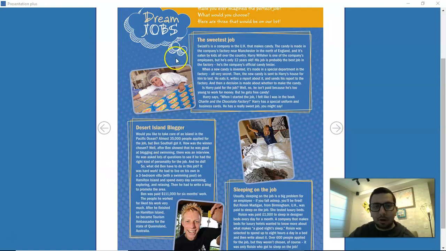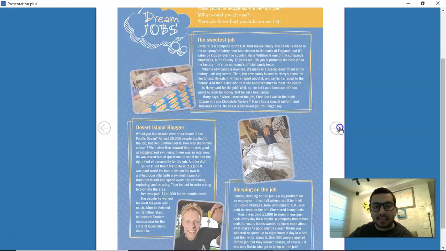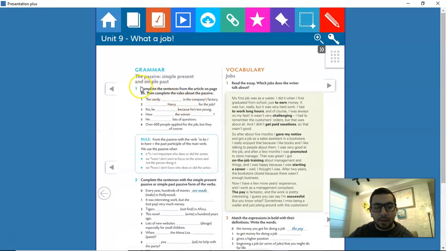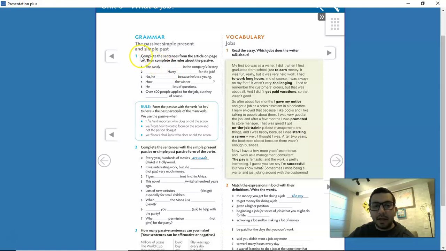We read a text about dream jobs. So, based on this text, we're going to go to page 86, and we're going to complete the sentences in activity 1. We're going to complete the sentences from the article on the previous page, and then we are going to complete the rules together. Alright? Okay, so pause the video, you do the activity, and you come back with me for the answers, alright? Now pause the video.